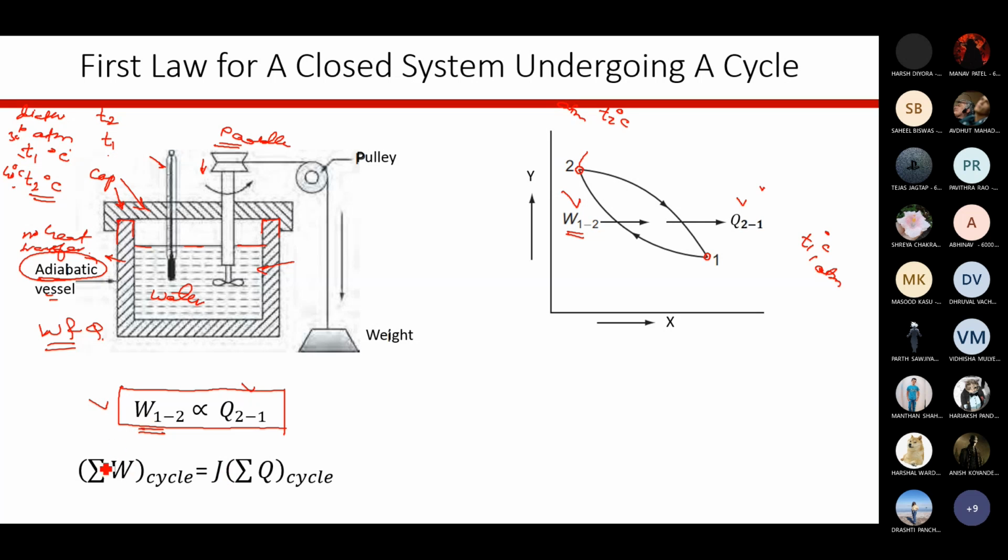Then you will say that summation of W, the sum of all the work interactions for the cycle, must be equal to, now this proportionality sign is removed and one constant is put here, capital J. This is called the mechanical equivalent of heat, or Joule's constant, capital J, times summation of Q for a cycle, meaning the sum of all the heat interactions taking place for the cycle. So this relation is valid for a cycle, right? When you have more heat and work interactions, right?